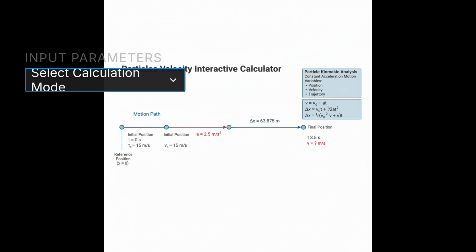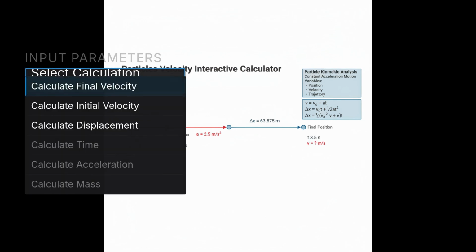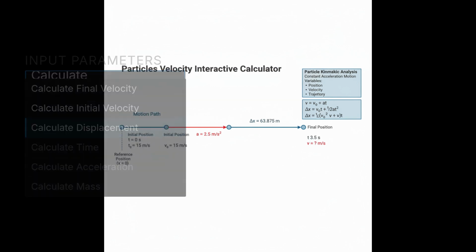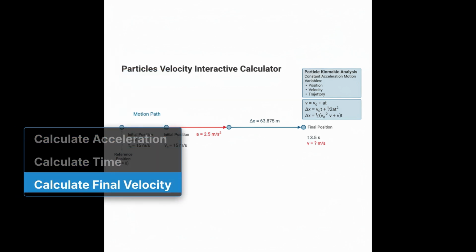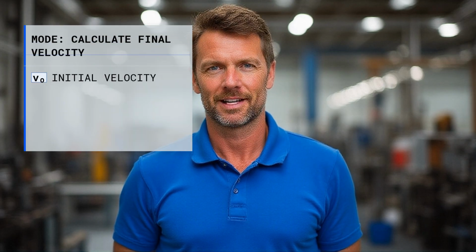First, we have a drop-down menu called Select Calculation Mode with 6 options: Calculate Final Velocity, Calculate Initial Velocity, Calculate Displacement, Calculate Acceleration, Calculate Time, and Calculate Final Velocity with no time. For this demonstration, I'm using Calculate Final Velocity.